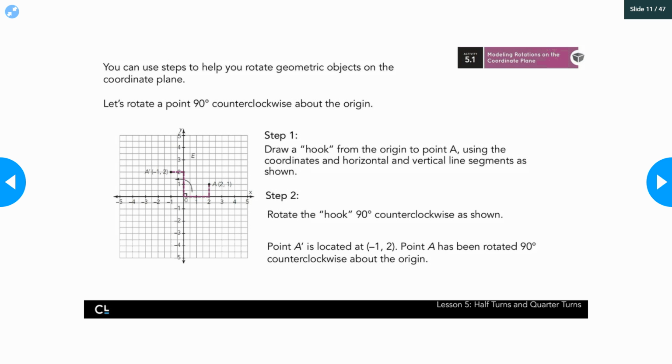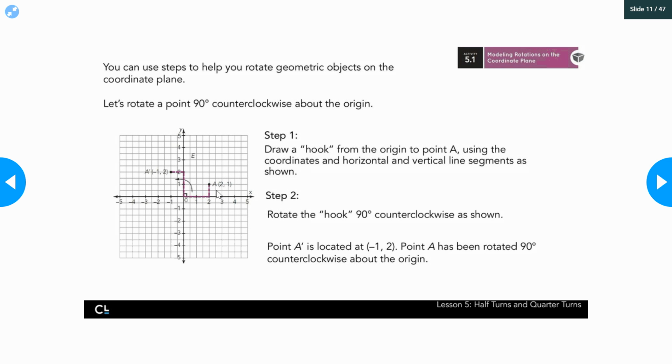Everybody, in this video we're going to walk through this one slide from your rotations lesson. So here we're going to be looking at rotating a point 90 degrees counterclockwise, starting with just a single point. So here is one of the strategies that are suggested.